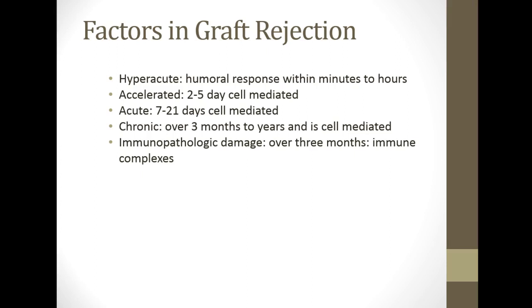Some of the factors that we see with rejection: we can have a hyperacute rejection, which is very quick. That would be like giving a type B person a type A kidney. I mean, there's all kinds of issues with that. Accelerated, so 2 to 5 days, is when that would come in. Acute, 7 to 21 days. Chronic is over 3 months, and immunopathological damage could be over 3 months, where we see immune complexes.